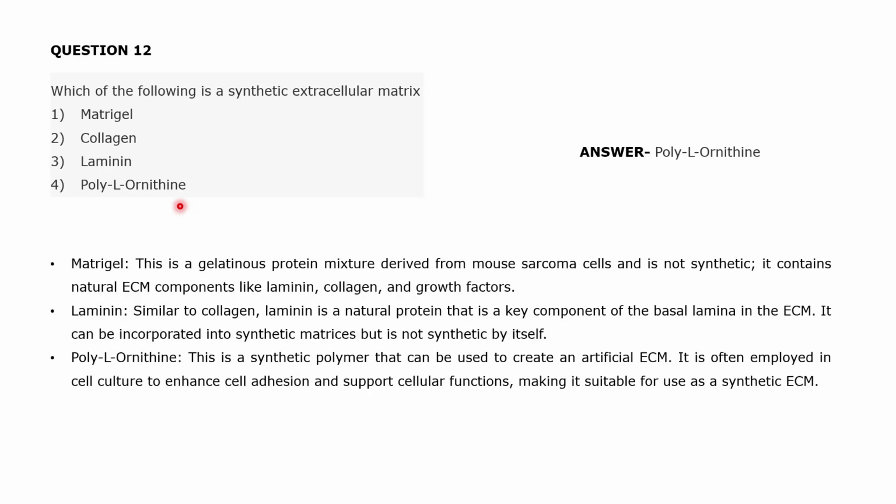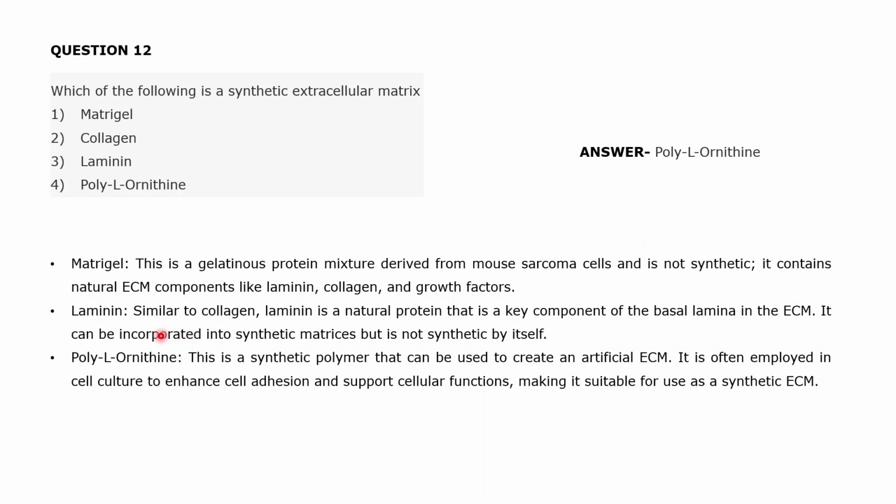If you look into other substances like Matrigel, Matrigel is a gelatinous protein mixture obtained from mouse sarcoma cells. So sarcoma is a kind of what kind of cell? What is a sarcoma cell? Basically, it's a cancer cell, right? This material is obtained from sarcoma cells, and it is not synthetic in nature. It is natural in nature because of that.